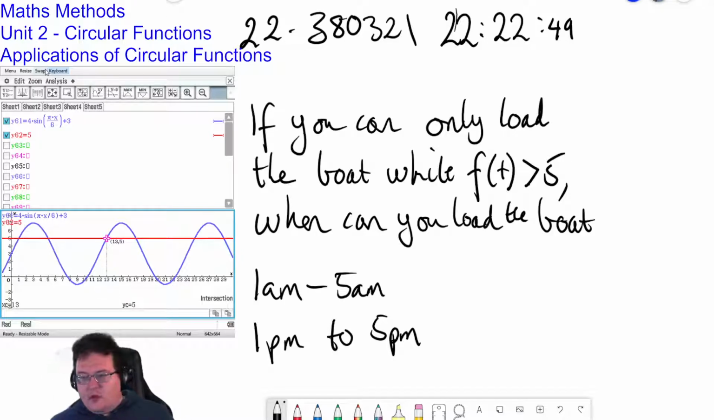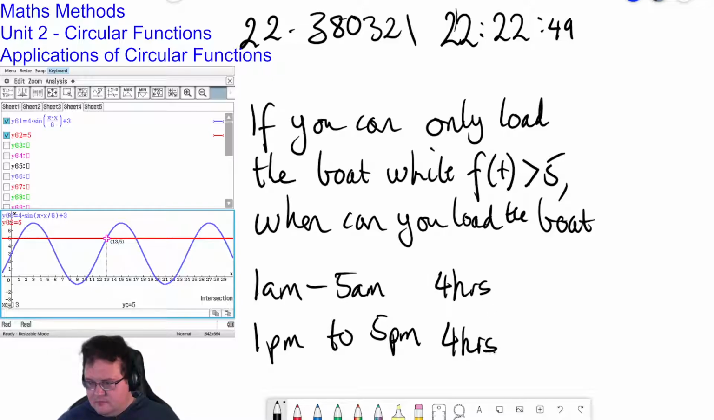So, my question for you is, for how many hours in a day can someone load up a boat? How many hours in total can someone load up the boat? 8. All right, because I've got a 4-hour window. So there's 4 hours here, and I've got 4 hours here.